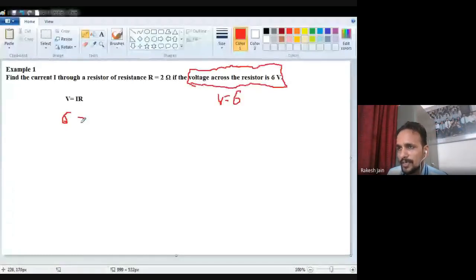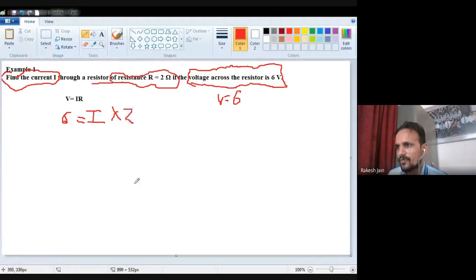It is mentioned in the numerical that you have to find out the current I. It means current we have to find out. So in place of I just put I, multiplied by R. It is given in the question that the value of the resistance is 2 ohm. It means R is equal to 2 ohm. So what is the current? It is very simple to find out. 6 is equal to I multiplied by 2. It means I is equal to 6 divided by 2. So that is 3 ampere.